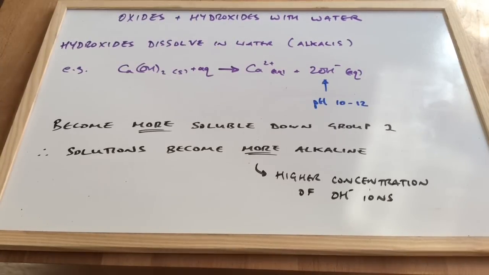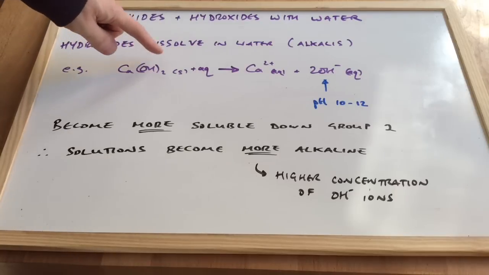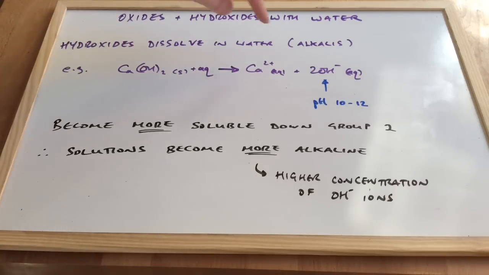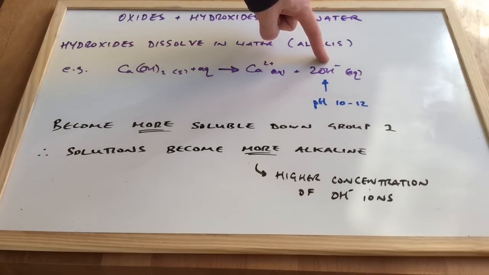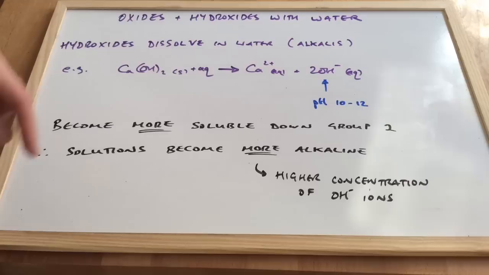You can see I've written in black there, the hydroxides of group 2 actually become more soluble as you go down the group, and as a result of that the solutions become more and more alkaline, and that's because if these are able to dissolve more easily, there's going to be a higher concentration of the hydroxide ions in the solution, and remember, it's these that make the solution alkaline.